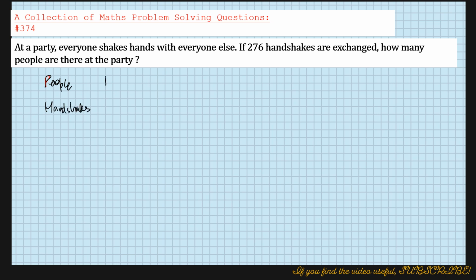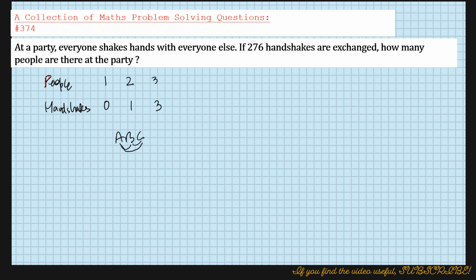So if there was one person, you'd have 0 handshakes. If there were 2 people, you'd have 1 handshake. If there were 3 people, suppose you have A, B, C. A shakes hands with B, A shakes hands with C, and also B shakes hands with C. So you'd have 3 handshakes.